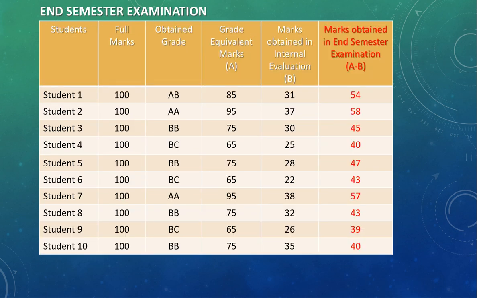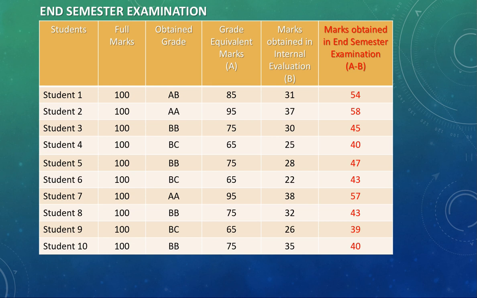For end semester examination, how can we calculate the marks or the attainment level? This is important because for some states the end semester examination is conducted by an external body, maybe by the university or by the council or by the state board. It is quite difficult to understand how much marks the student has got in the end semester examination.